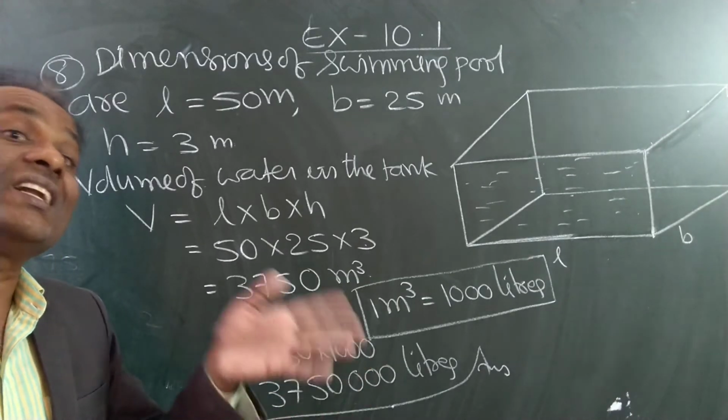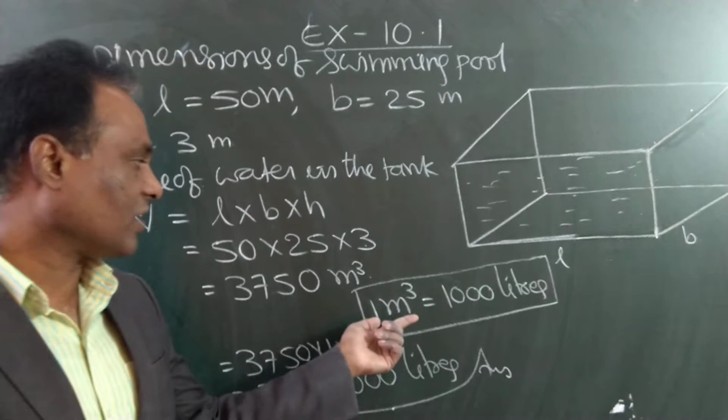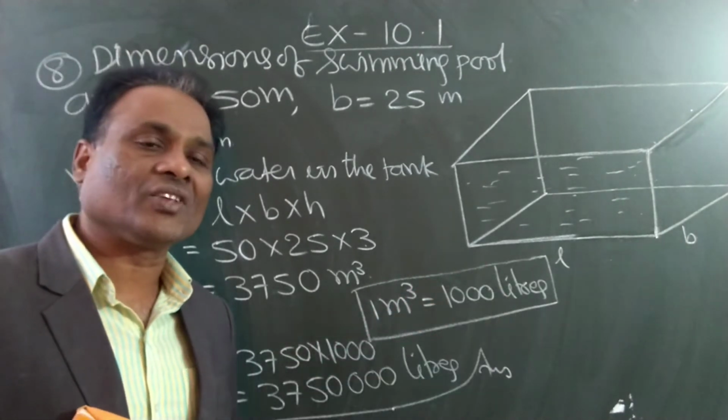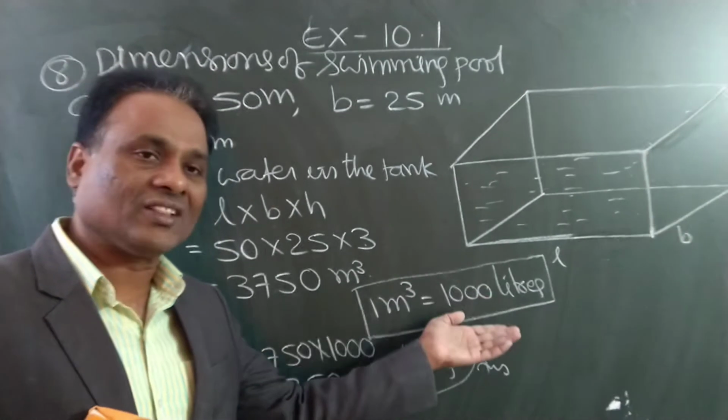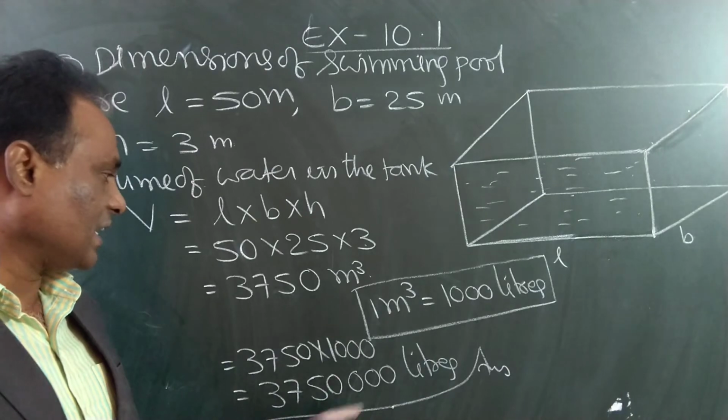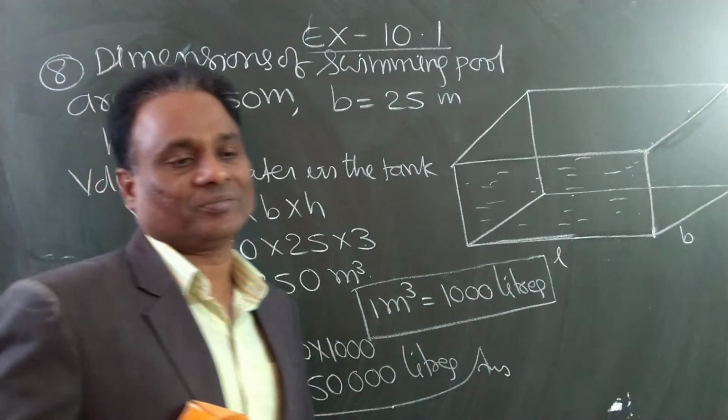But the question is asked in liters. So I gave the conversion. 1 meter cube is equal to 1000 liters. 2 meter cube is equal to 2000 liters. 5 meter cube is equal to 5000 liters. That means multiply with 1000. So multiply this also with 1000 and we will get liters. Right.